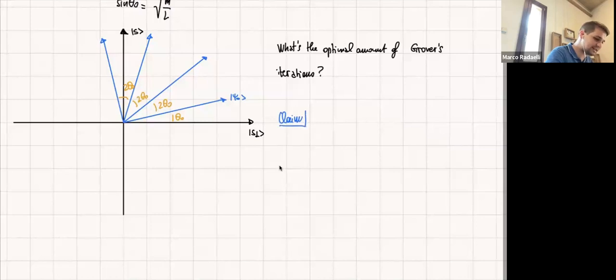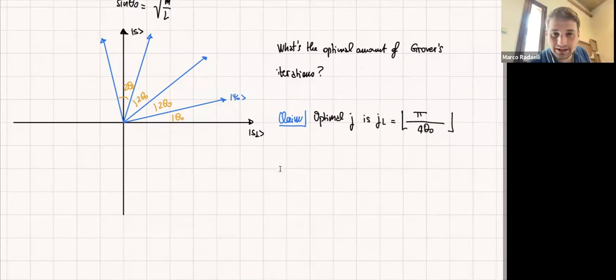The claim in this case is that the optimal J is J_L, which is the ceiling of pi over 4 theta naught. Maybe the optimal amount is attained after some number of full revolutions. Interesting. I've never thought about this, honestly.